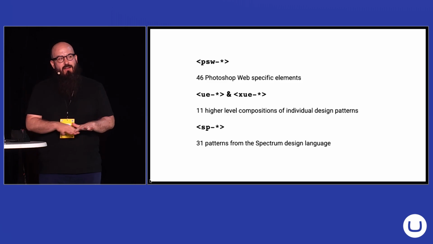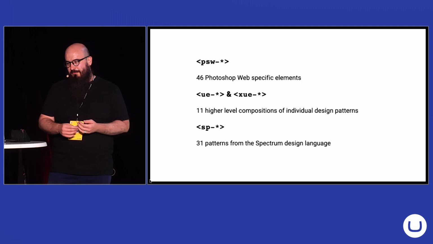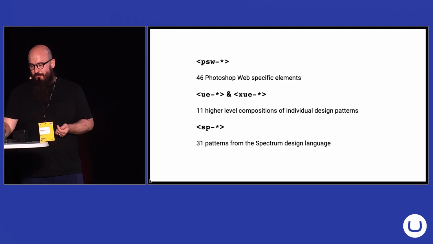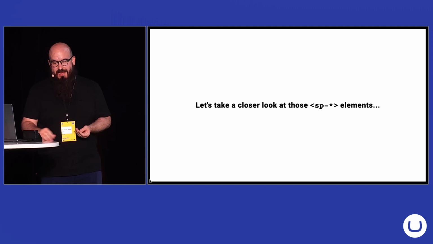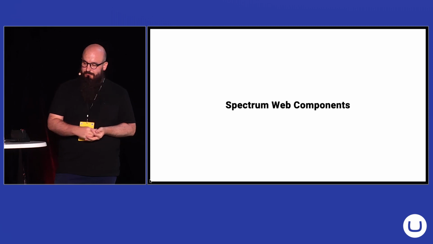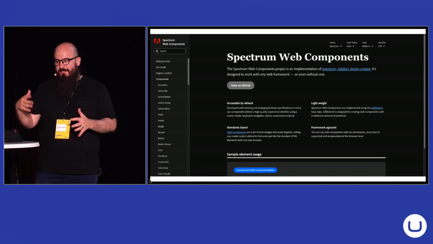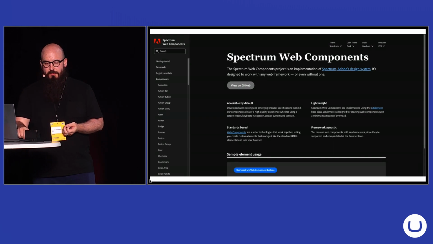And underlying all of those are 31 SP- custom element tags. These custom element tags we're going to take a closer look at, because it's the SP- custom element tags that make up the library I work on, Spectrum Web Components. Here is a quick preview of the documentation for Spectrum Web Components.